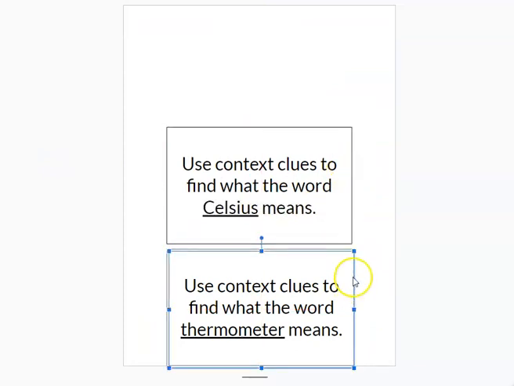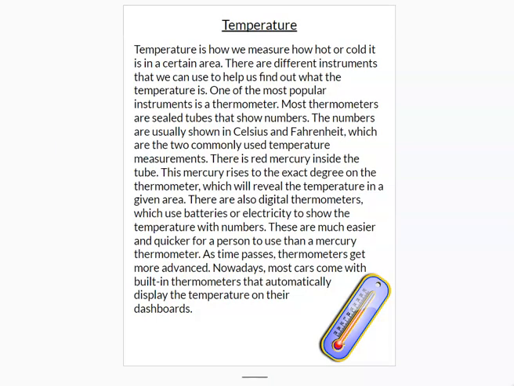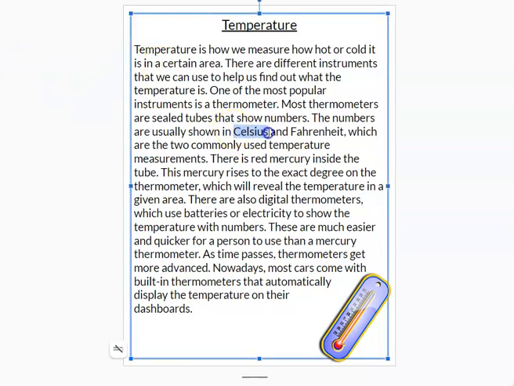Use context clues to find what the word Celsius means. I'll use the same strategy that we've used before. I'll look through the passage, and here's the first time that I see the word Celsius. I'll read the sentence to start using context clues to find the meaning of the word. The numbers are usually shown in Celsius and Fahrenheit, which are two commonly used temperature measurements. Pause the video. What does Celsius mean?